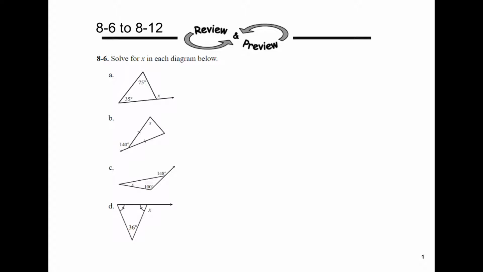So on question A, they give us two angles, so we can solve for the third angle by doing 180 minus both of those, which tells us that this angle is in fact 70 degrees. So then, knowing that this is a supplementary angle and equal to 180, we can then solve for x by taking 180 and subtracting that 70 from it. So we know that x is 110 degrees.